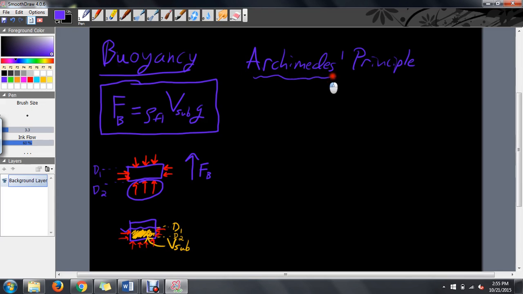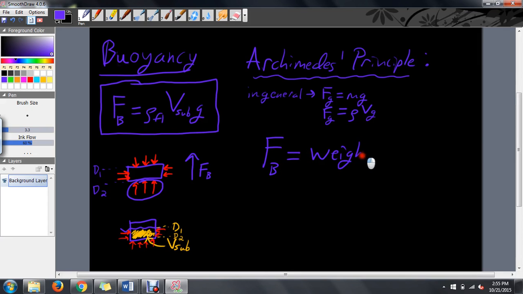What Archimedes' principle says: notice how in general weight is mass times gravity, of course, that's obvious, don't forget that. But if instead of mass, we write density times volume, then weight is density times volume times gravity. In general, density times volume times gravity is weight. But look how here we have density times volume times gravity, which means that the buoyancy force is the weight of something.